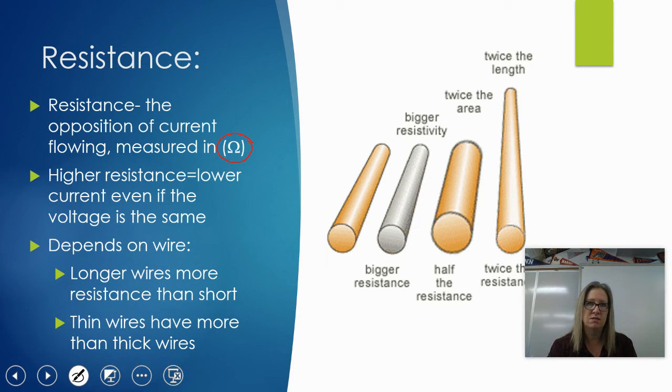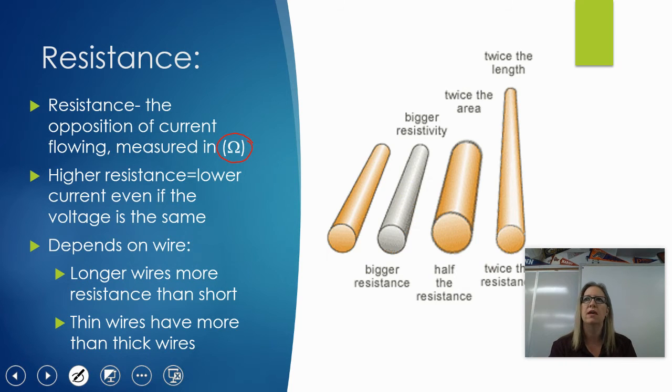Think of hoses. If I had a really, really long hose, like a 100-foot hose, the water would flow through it, but there's going to be a lot more friction, okay, than a short little 10-foot hose. A longer wire has more resistance than a short wire.